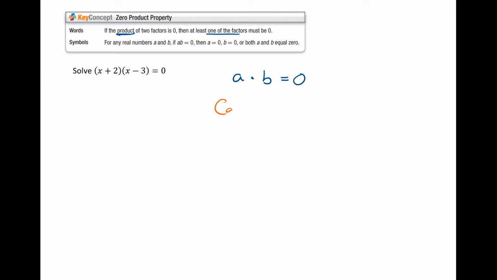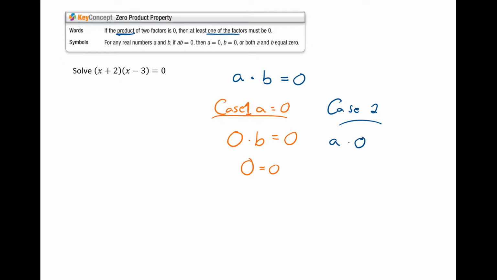So case 1, suppose a equals 0. Well, then I have 0 times b is equal to 0. And no matter what b is, b can be anything, this is just going to equal 0 because 0 times anything is 0. So that's case 1. Case 2 is, well, what if b is 0? Then I have a times 0 is equal to 0. Again, a can be anything, but if it's getting multiplied by 0, it's all just going to equal 0. This equation works out because 0 equals 0.